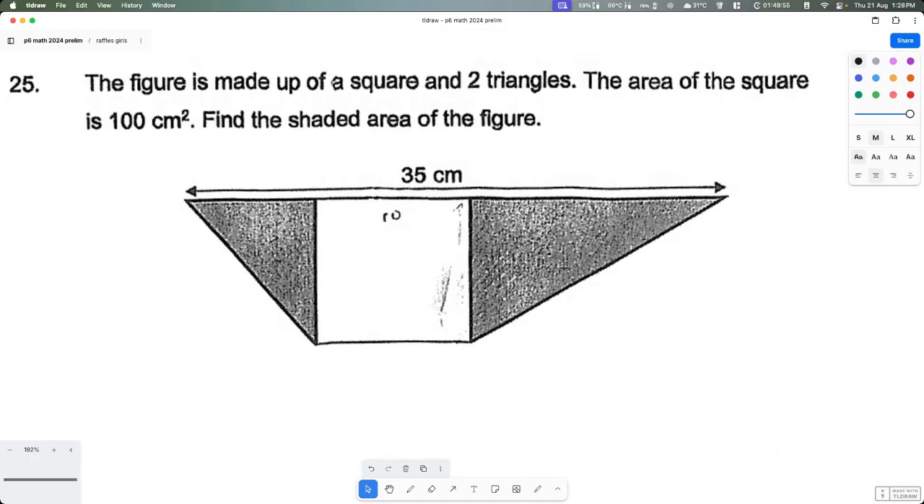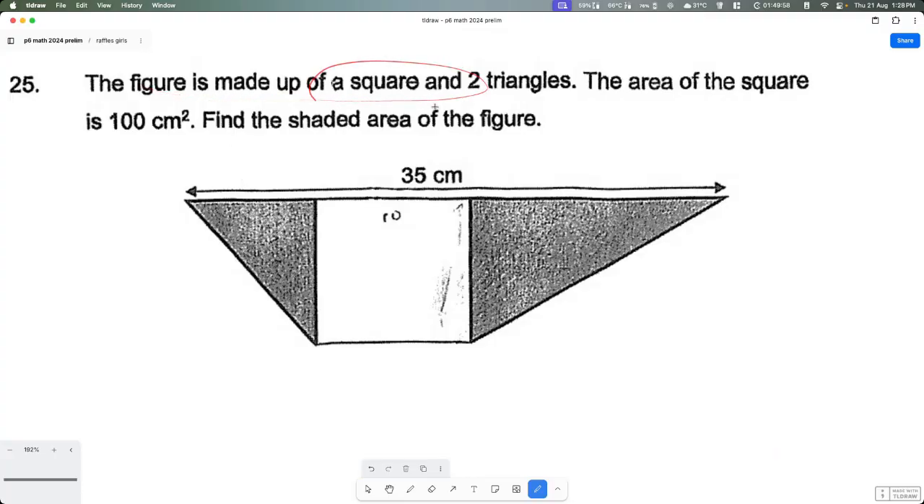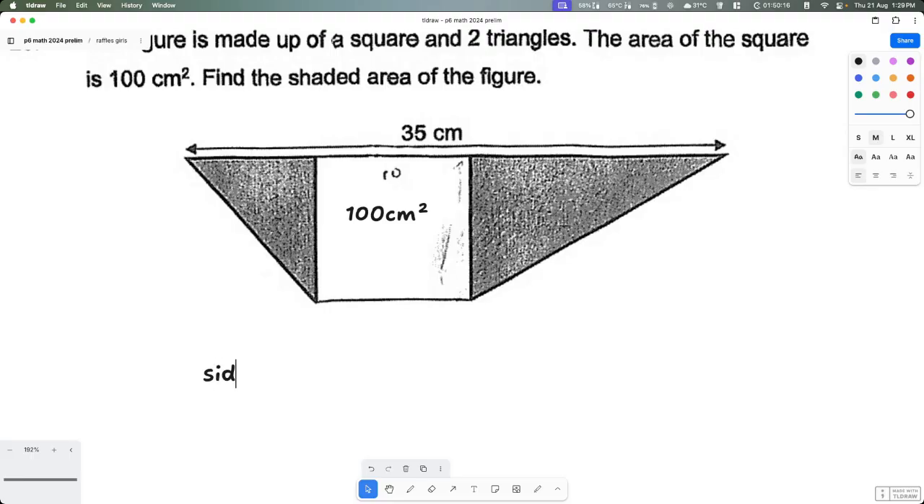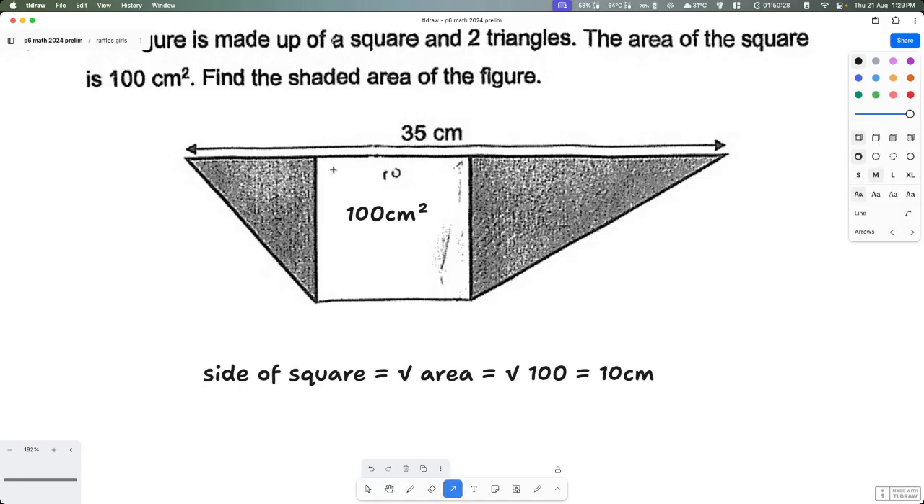Question 25. The figure is made out of a square and 2 triangles. The area of the square is 100 centimeter square. Okay, so I'm going to write down here 100 centimeter square. Find the shaded area of the figure over here. Okay, so in this case, let's get the side of the square. Side of square is equal to square root of area, which is basically root of 100, which is 10 centimeter. Okay, so we know that the side is 10 centimeters.